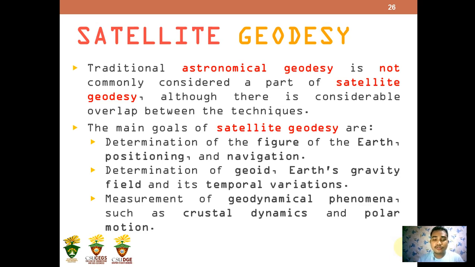So tulo ka goal, no? First is ang positioning and navigation, location, to be exact. And second is the determination of geoid or the Earth's gravity field. Output ani niya class is kanang heights. And lastly is the measurement of geodynamical phenomena such as crustal dynamics, pag-iswag, no?